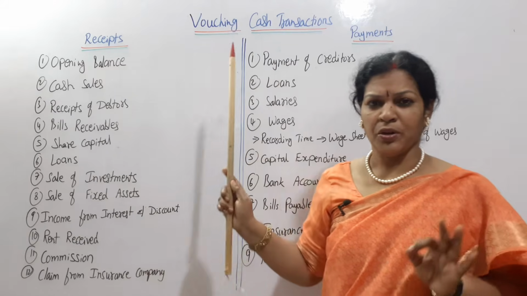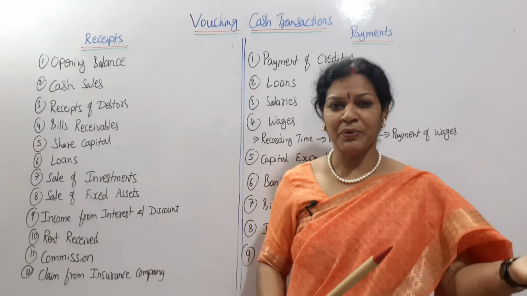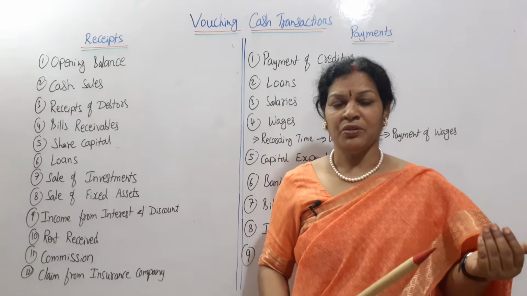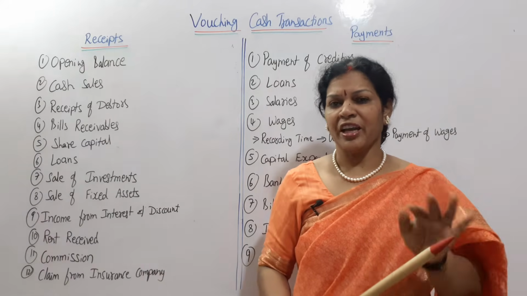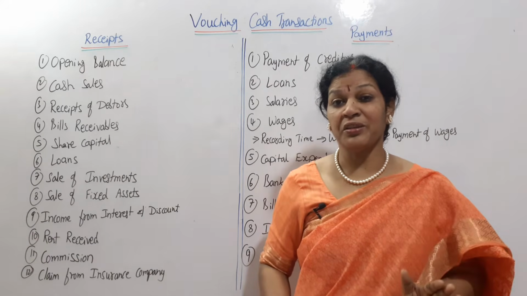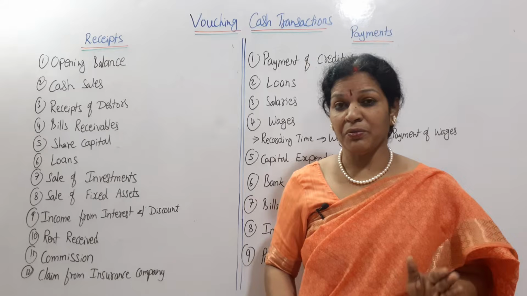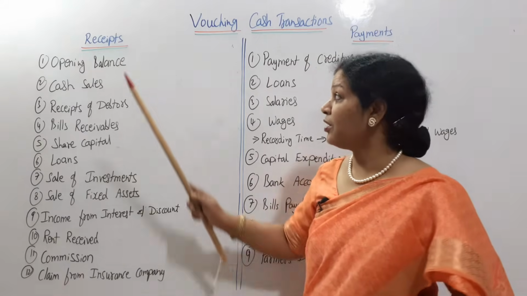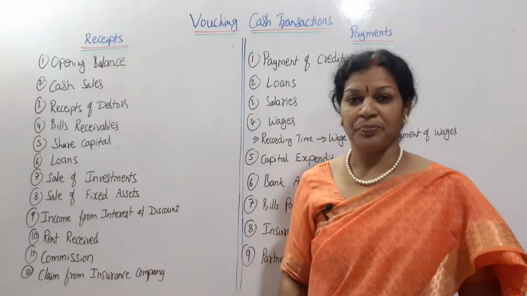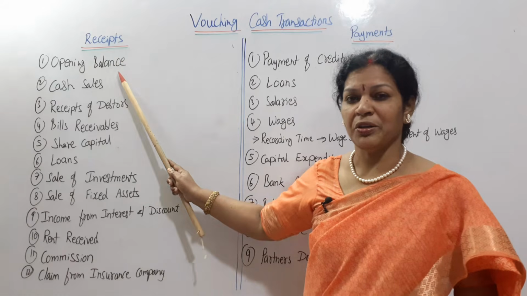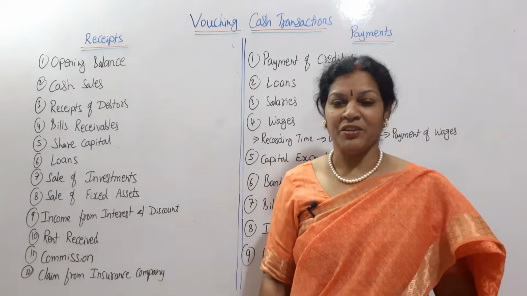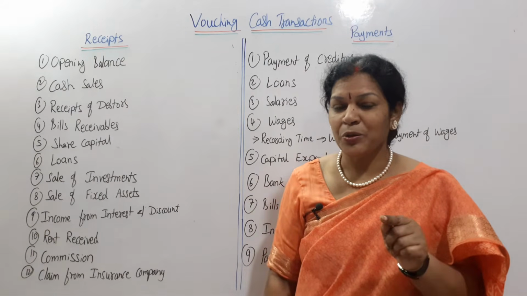Vouching of cash book means only cash book we are going to vouch. First we will focus on the cash book receipt side. On the receipt side we write all the receipts only. So these are the general receipts. Receipt side, first transaction, what do you find? Opening balance. Opening balance, how do you vouch?